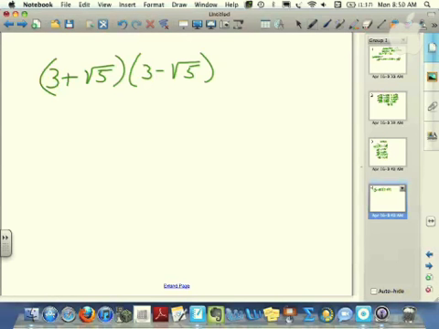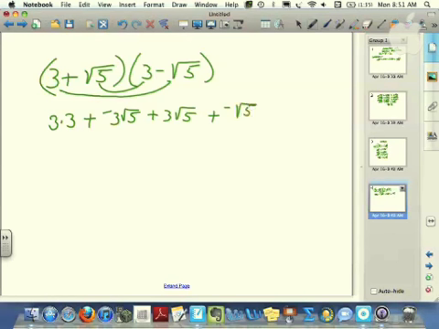Finally, let's do one that involves FOILing. Recall, first, outer, inner, last. When I multiply the first terms, I get 3 times 3. When I multiply the outer terms, I will get a negative 3 radical 5. When I multiply the inner terms, I will get a positive 3 radical 5. And when I multiply the last terms, I will get a negative, the product of square root of 5 times the square root of 5.